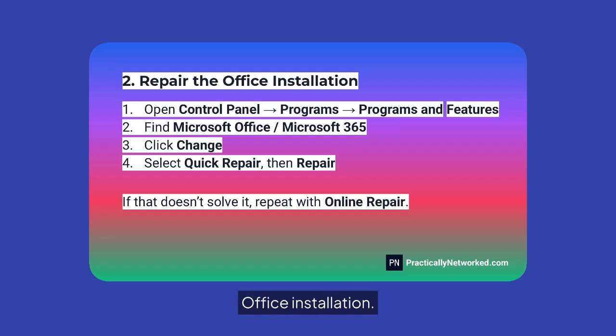Next, repair your Office installation. Open Control Panel, go to Programs, then Programs and Features. Find Microsoft Office, click Change, and select Quick Repair. If needed, try Online Repair.